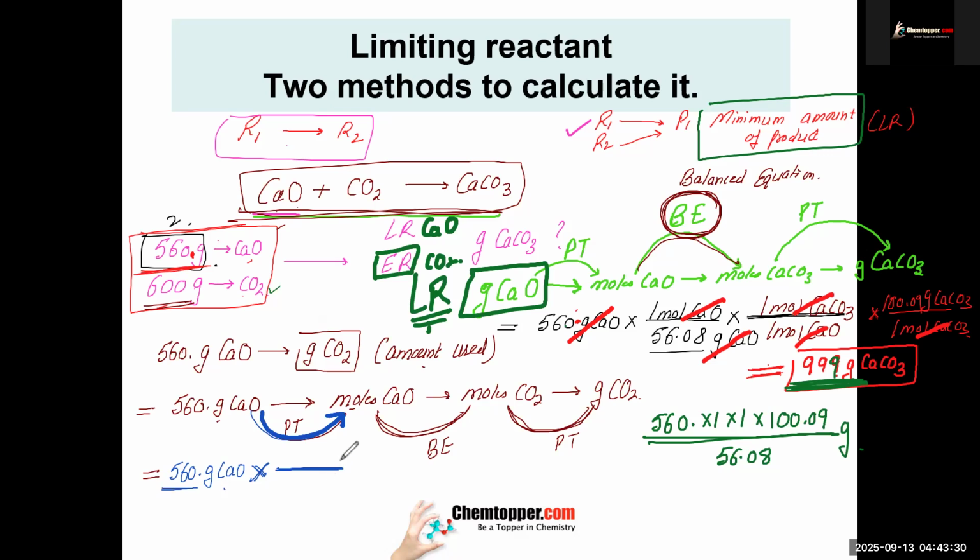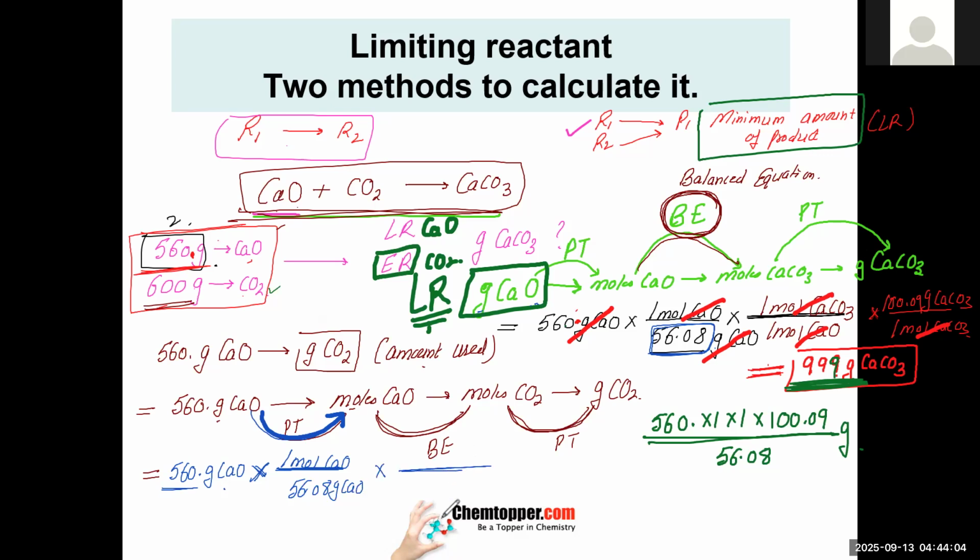Yes, fast. Looking at the periodic table real quick. You already calculated here in this one. This is the limiting reactant, so you already know. 1 mole of calcium oxide is 56.08 grams of calcium oxide. Then the next, the ratio.